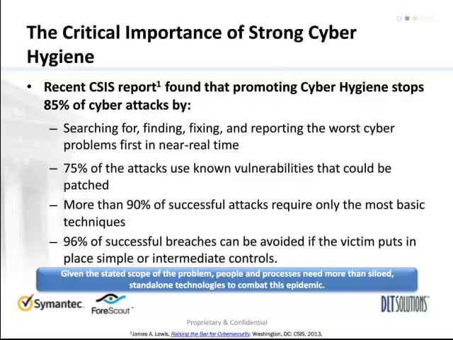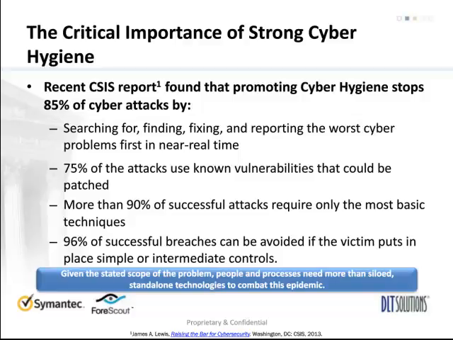Specifically, the study goes on to say, asset discovery and monitoring, which is the first sub-bullet: searching for, finding, and fixing the worst cyber problems in near real time. Generally those issues are found in the unmanaged, undiscovered assets, which are pervasive throughout many organizations, both commercial and federal. 75% of attacks are using known vulnerabilities. So general whitelisting technologies, had they been implemented properly, in place and up to date, would have stopped 75% of those attacks.